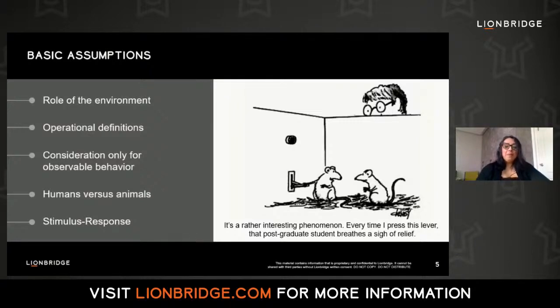The second assumption is operational definitions, where variables are defined in terms of observable, measurable events, and the theoretical goal is prediction and control. This does not address subliminal perceptions or biases. The third assumption is that behaviorism is primarily concerned with observable behavior as opposed to internal events like thinking or emotion. Fourth, there is little difference between the learning that takes place in humans and that in other animals. And fifth, that behavior is a result of stimulus response.